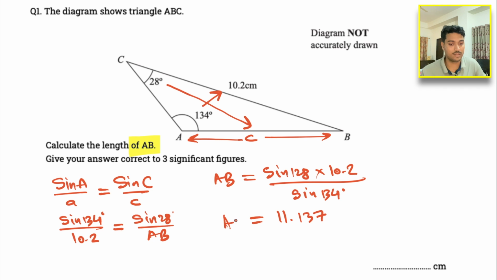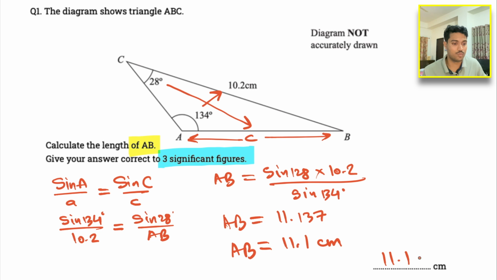11.137. That's AB. But in the question it is clearly mentioned to give your answer correct to 3 significant figures. So we have to write the answer correct to 3 significant figures. That means 11.1. That's the length of AB in centimeters. So write 11.1, and that's the answer. Let's move on to question number 2 now.